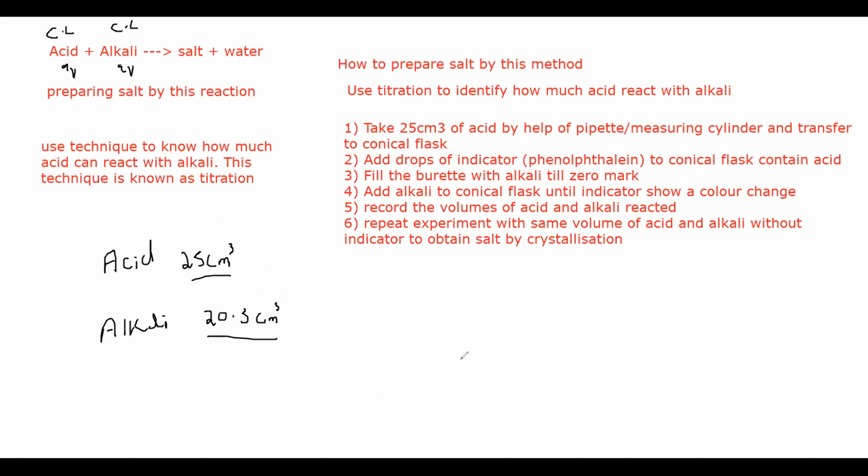Is it clear? This whole experiment is how to obtain a salt by this technique, acid reacting with alkali. First, acid reacting with alkali cannot be done without indicator, without the titration technique, to know how much acid is reacting with an alkali. And then when you know how much acid reacted with an alkali, you can obtain a salt from the mixture.